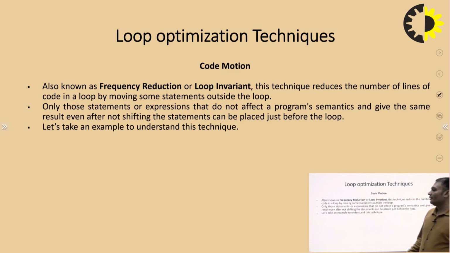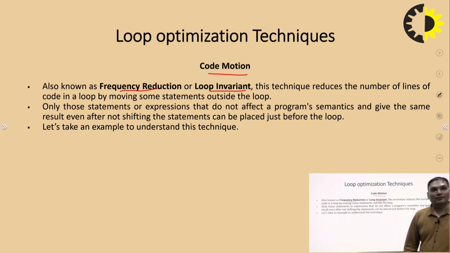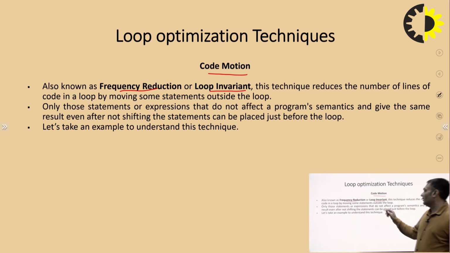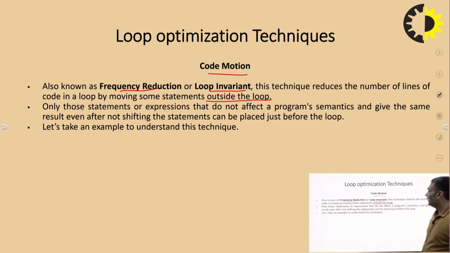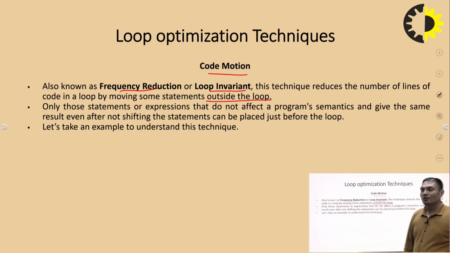So the first technique inside loop optimization is called code motion. Code motion is also called frequency reduction or loop invariant. In this technique, we reduce the number of lines inside the loop by moving some statements outside the loop. So when we write something outside the loop, this type of technique is called frequency reduction, loop invariant or code motion.